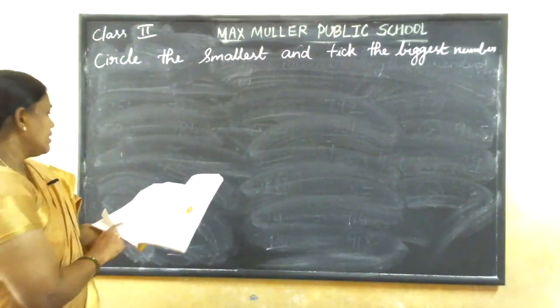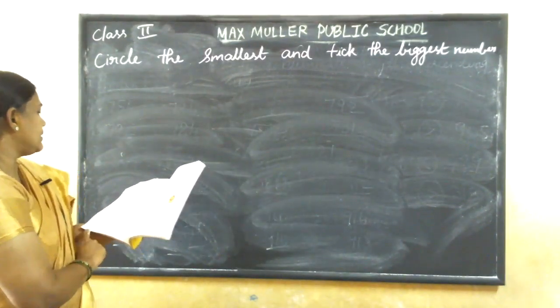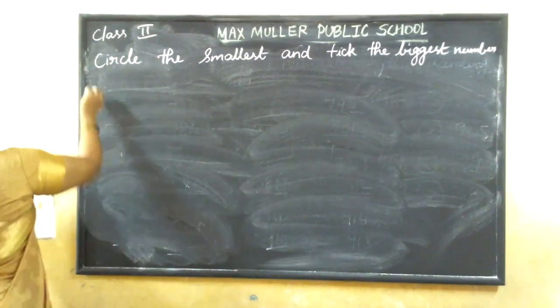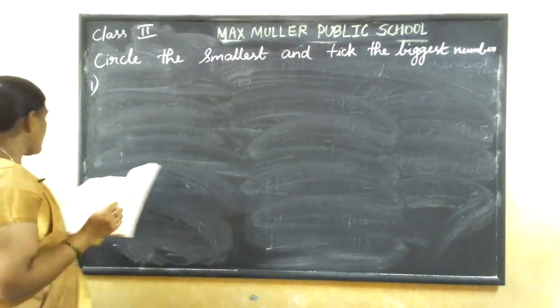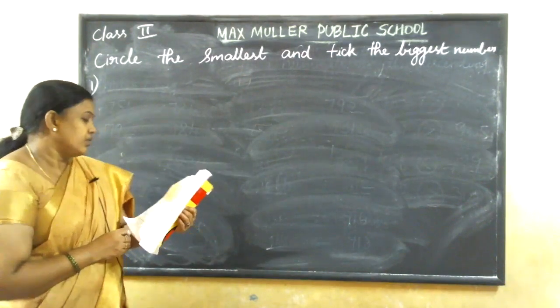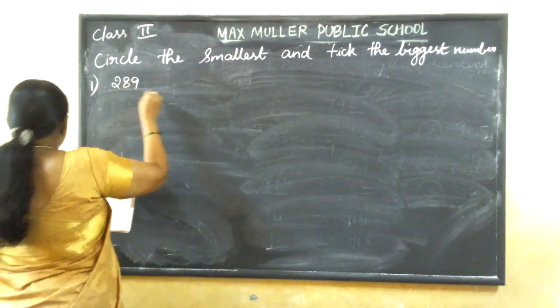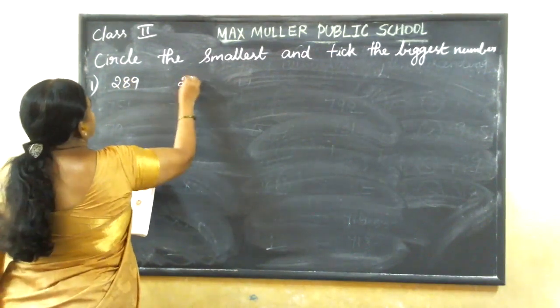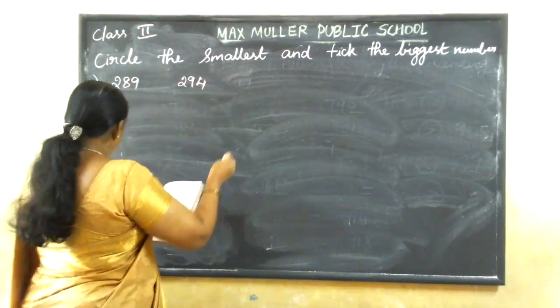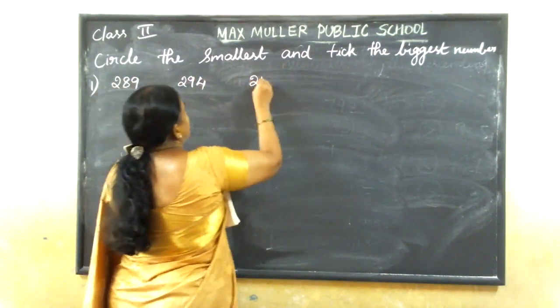See, children, circle the smallest and tick the biggest number. The first one is already given, like that you have to do the other 4 sums. See, the first one already given: 289, 294, 261, 215.